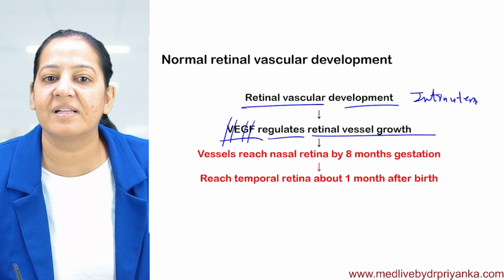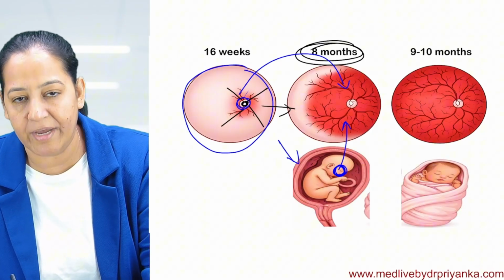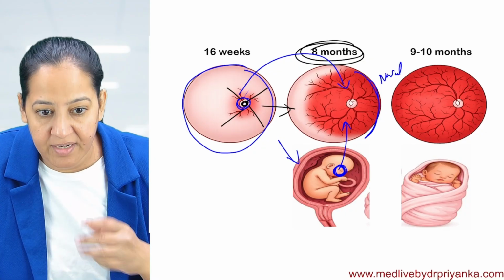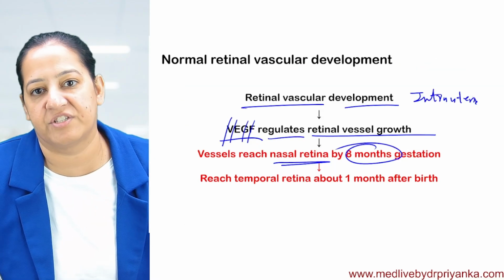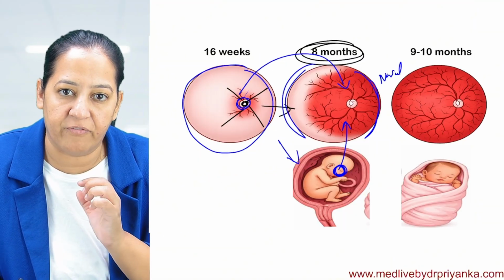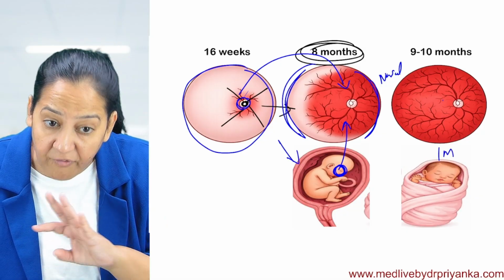Okay, and these vessels are reaching the nasal retina. They grow. Can you see they are growing and they are reaching the nasal end? They are touching the nasal end of the retina at 8 months of gestation. And they reach the temporal end of the retina 1 month after birth.